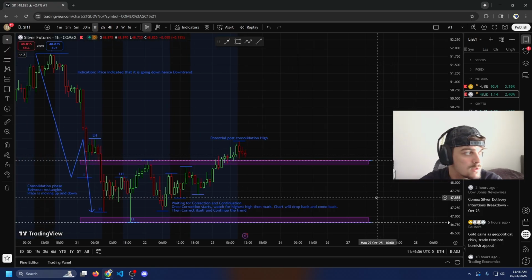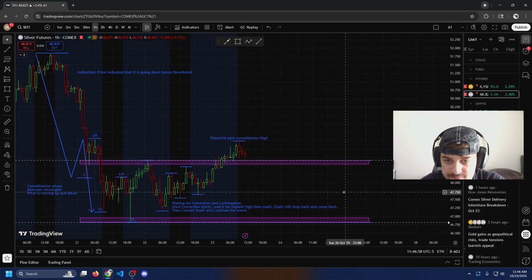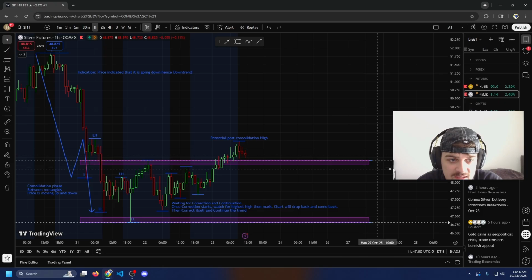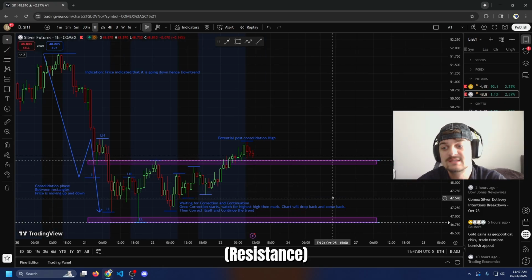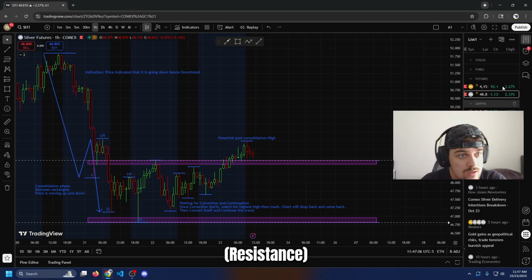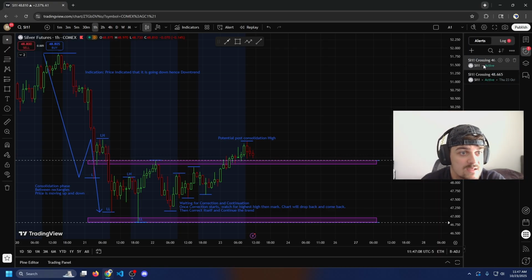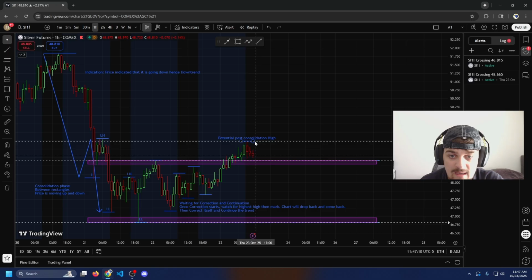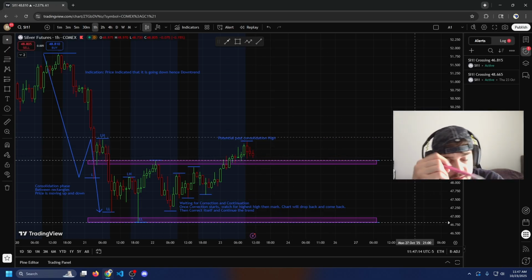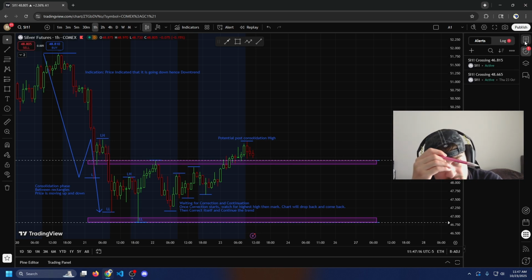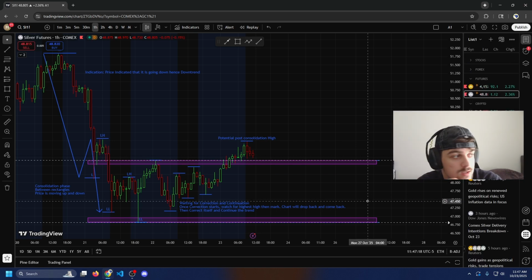I set up some alerts as well, just for when it crosses this, what I believe is the consolidation phase. So when it crosses out or back in, depending on whichever side it is. But I did that.